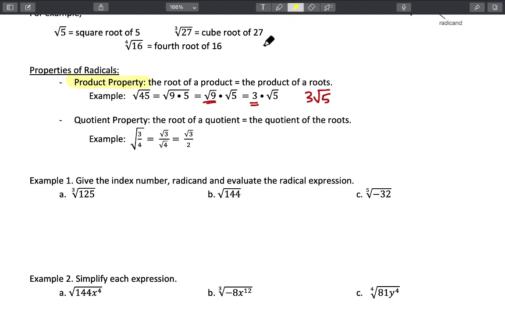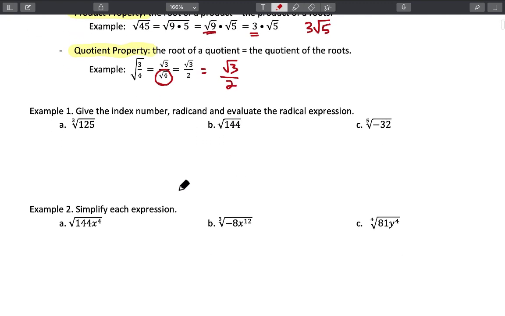Now, the quotient property, again, this might seem familiar to you. The root of a quotient is simply the quotient of the roots. For example, we've got the square root of 3/4. That can be broken down into the square root of 3 divided by the square root of 4. The square root of 4 is a perfect square, so we can rewrite this as root 3 over 2.